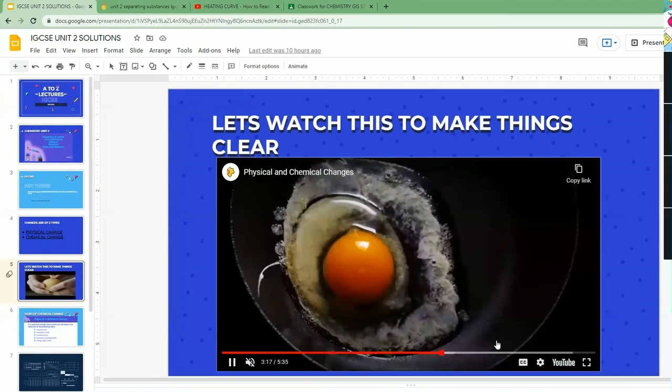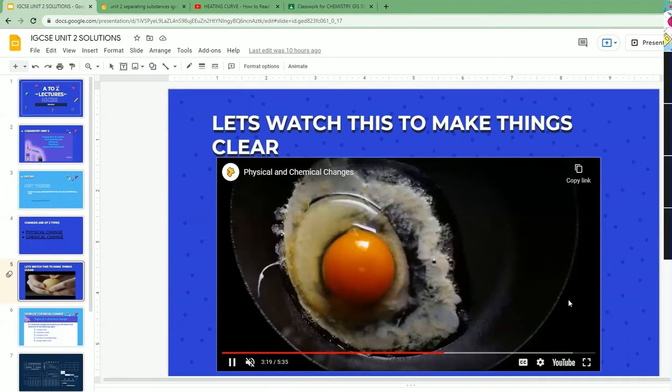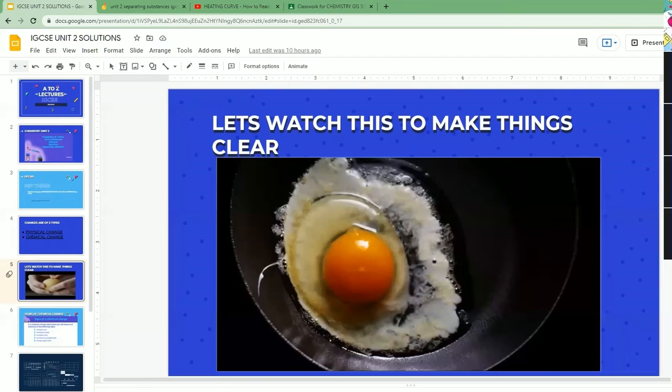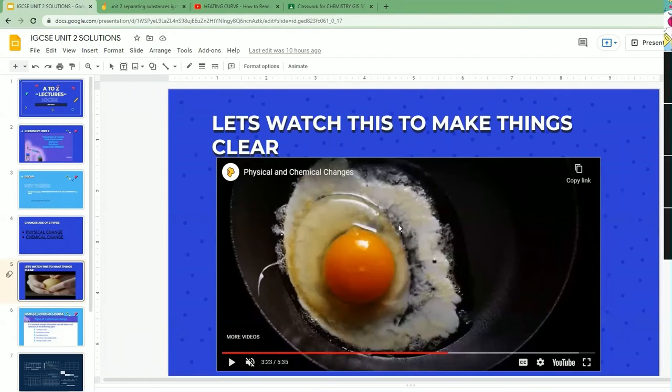But what if I put this egg and fry it? Chemical. Then it's a chemical change. Chemical change. Why? Because can you see the color is changing, the texture is changing, the smell will change, isn't it? Yes, yes. So this is a chemical change. Thumbs up from everyone? Okay.